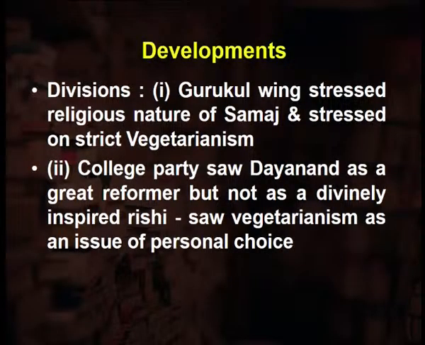And apart from that, in terms of education, we find the kinds of divisions which were there within the Samaj. One was the Gurukul wing, which stressed the religious nature of the Samaj and strict vegetarianism. On the other hand, we had the college party. It saw Dayanand as a great reformer, but not as a divinely inspired rishi, and saw vegetarianism as an issue of personal choice.